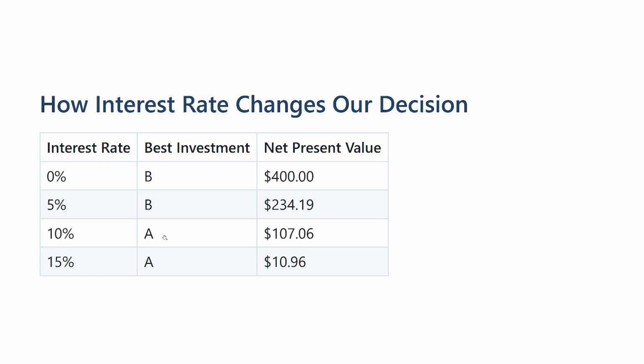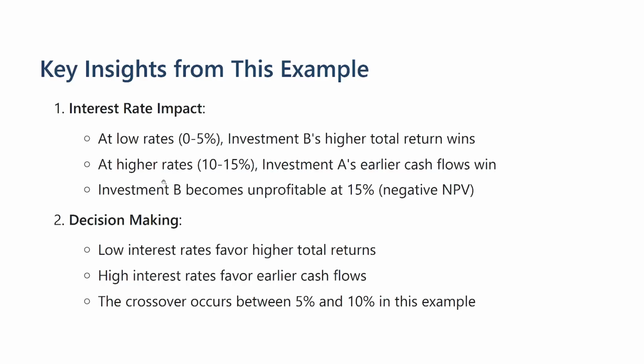What's the difference between A and B, you might ask? At low interest rates, we favor high total returns, but at higher interest rates, we favor earlier cash flows. Note that investment A has earlier cash flow. Investment B has a big sum of $900 at the end, in year 3, so it's later compared to investment A. So in this example, the crossover occurs somewhere between 5% and 10%. That's when we shift from B to A.